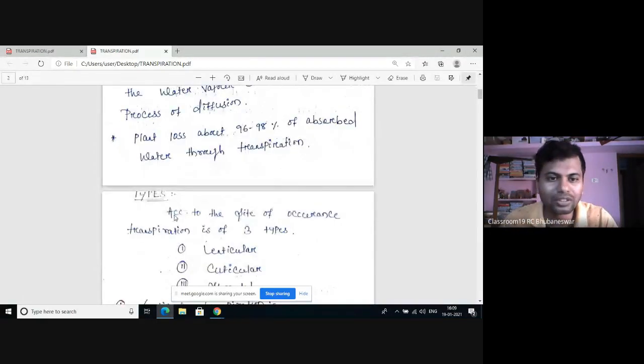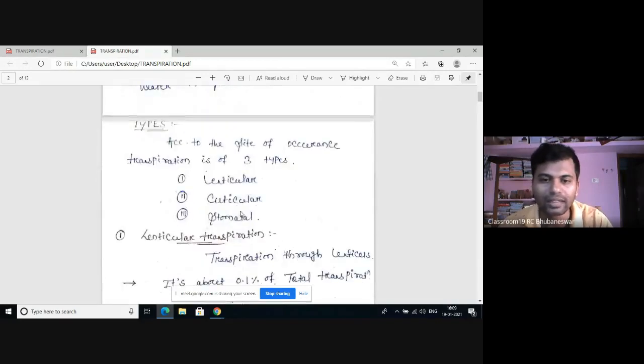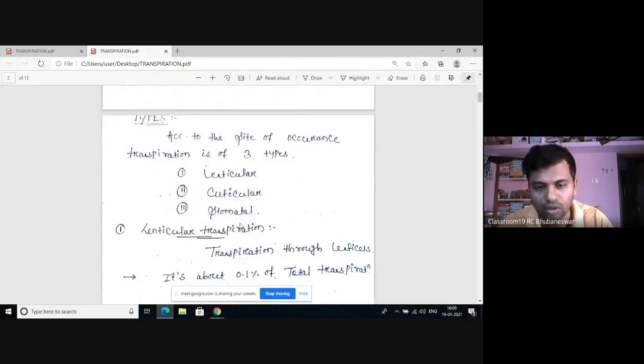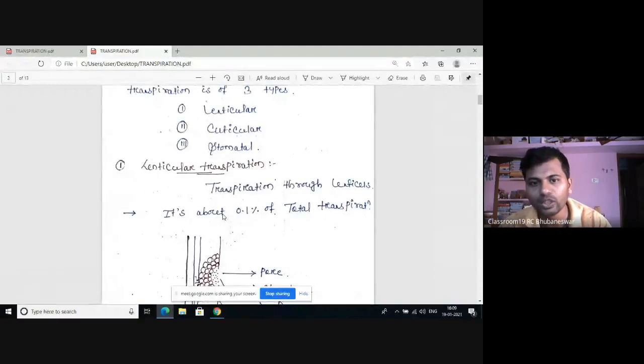After that, we discuss the types of transpiration. According to the site of occurrence, transpiration is of three types: lenticular, cuticular, and stomatal. First we discuss lenticular transpiration. To understand it, first you have to understand what a lenticel is.